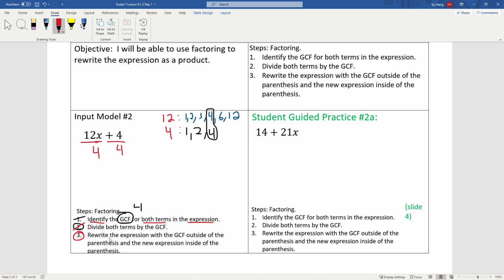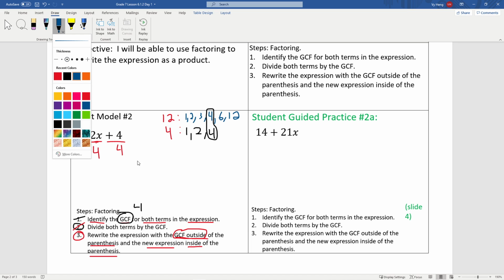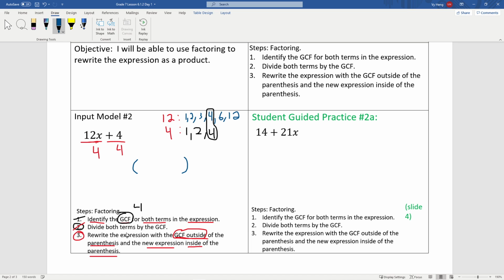Step 3 says rewrite the expression, okay, with the greatest common factor outside of the parentheses and the new expression inside of the parentheses. So this is what it looks like. So if I'm going to write the greatest common factor outside, I'm going to go ahead and first of all draw a parentheses. Okay, so what is the greatest common factor again? It's 4. So I'm going to write 4 on the outside of the parentheses. And then I'm going to write the new expression inside of the parentheses.